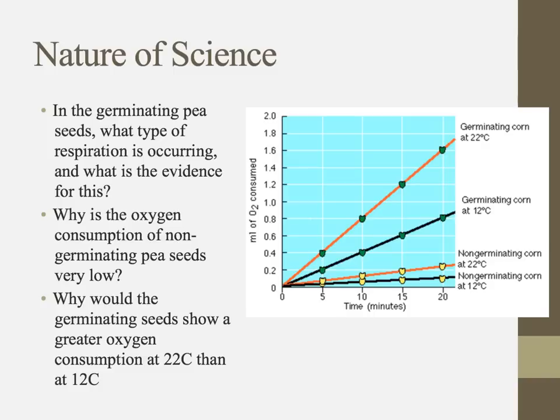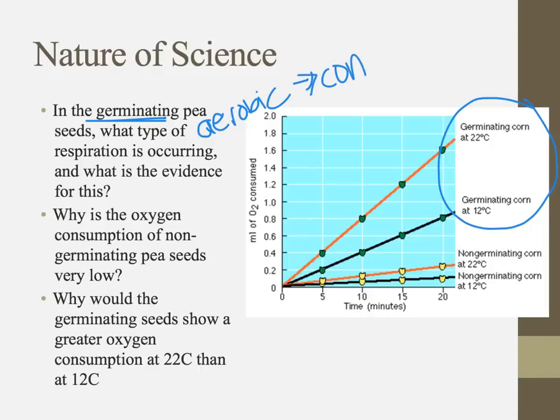Okay, in the first question you were asked about the germinating pea seeds, and so that's these two. What type of respiration is occurring? The answer there would be aerobic. I know it's aerobic because they are consuming oxygen. It says right here, this is oxygen consumed, and they are consuming lots of oxygen. You're only consuming oxygen when you're doing aerobic respiration.